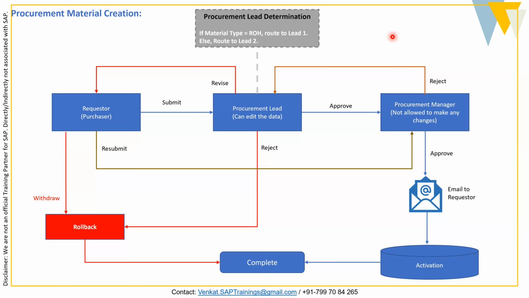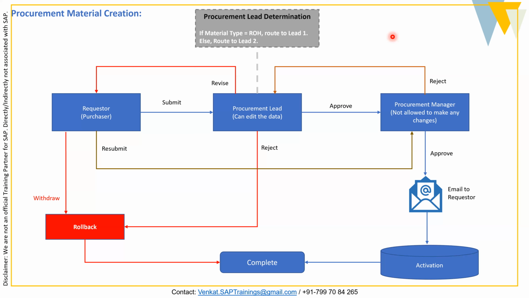First of all, this is a 3-step workflow. The moment the user submits the request, it will go to the procurement level, and there we will set a condition if the material type is ROH. Then on the basis of that, the workflow will split. The workflow will trigger for approval, and if it is other, then we will send to the lead for approval.